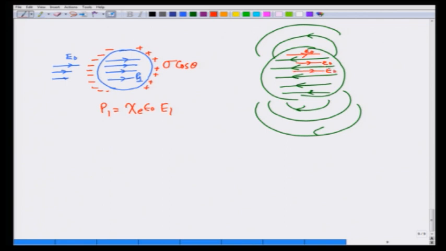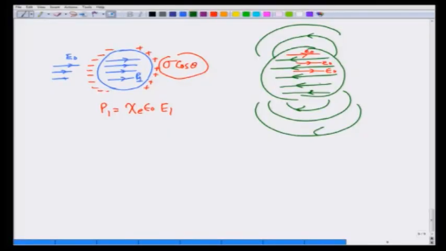So, you see that because of this green field, which has been given rise to by the sigma cosine theta, the field inside will reduce a bit. In metals or conductors it becomes 0, but here it reduces. Call it E 2. This again will give rise to a P 2, which is chi e epsilon 0 E 2, which in turn will give me positive charges on the left hand side of the sphere and negative charge on the right hand side, and so on. It will keep on happening.